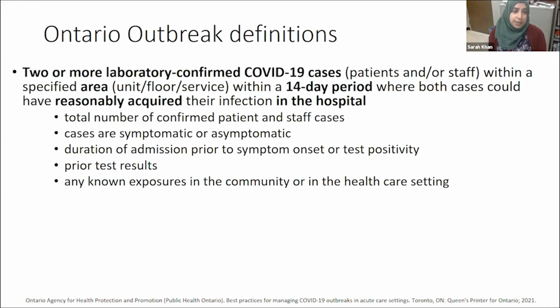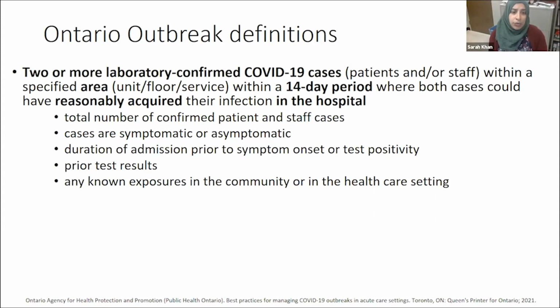The other factors you would consider are how many confirmed patient and staff cases are currently on the unit, how many are symptomatic or just asymptomatic, what was their duration of admission before they onset their symptoms or had a positive test, because again, that might help you understand maybe they got admitted with it, were incubating, and it was truly a community acquisition and not an in-hospital acquisition. If there's any known prior test results, again, because if someone had COVID months ago or weeks ago, they may still be testing positive and you don't need to be concerned about that positive test at this time. It's residual, likely dead RNA.